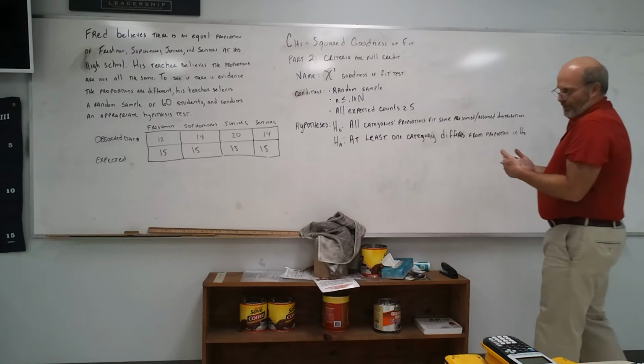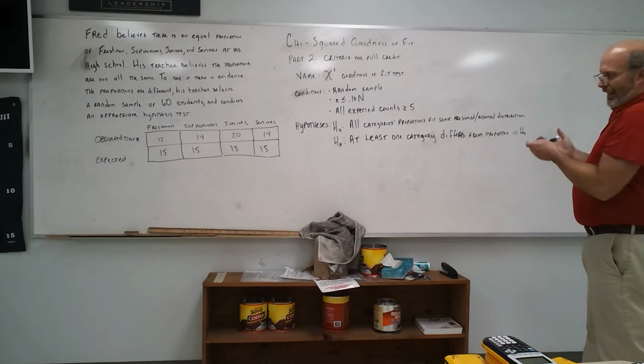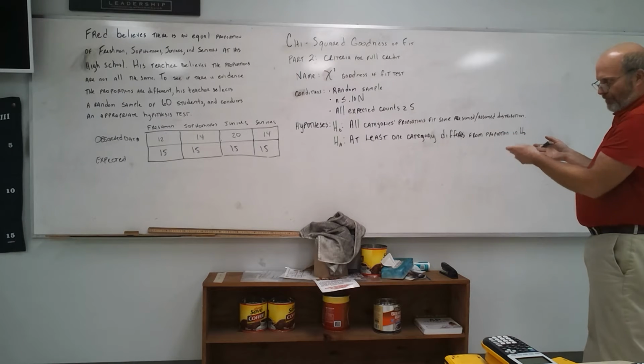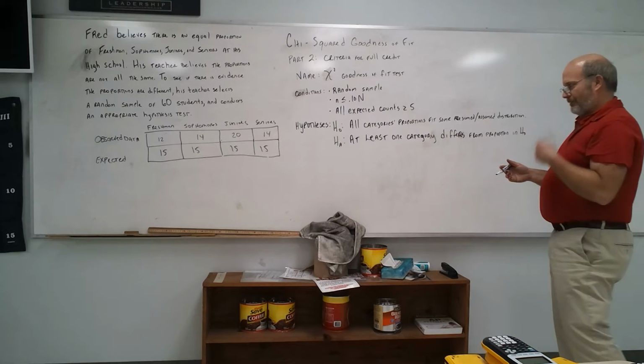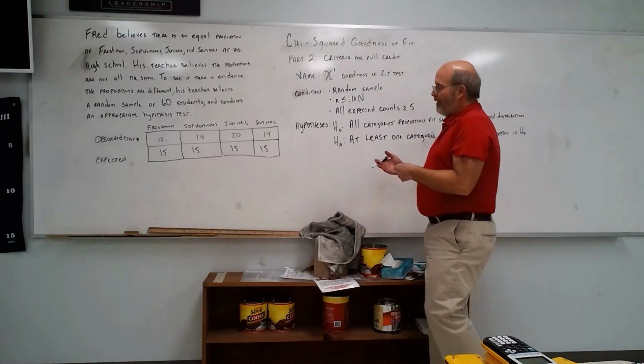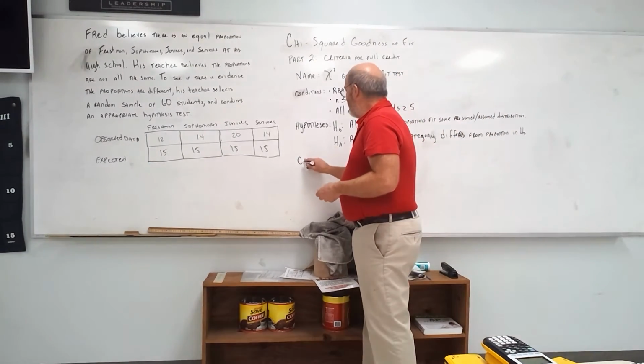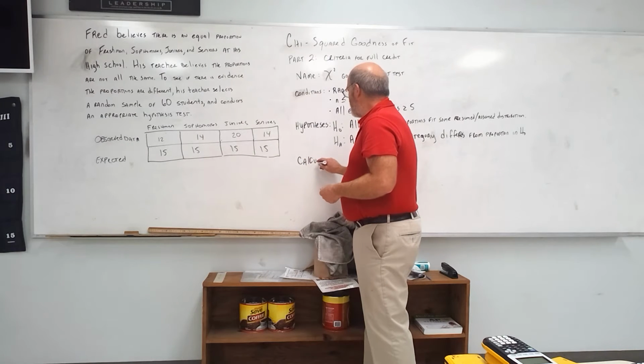So my alternative hypothesis here would probably be that at least one class has a larger or smaller proportion than the others. That's how you write the hypotheses for a chi-square goodness of fit test. The next thing is your calculations.